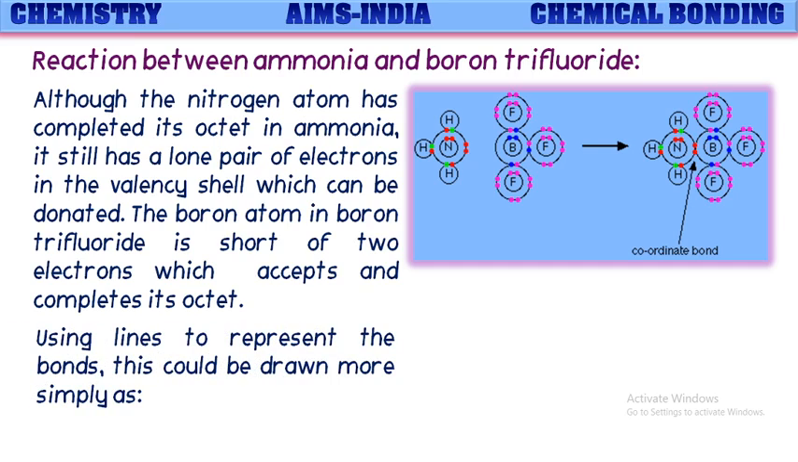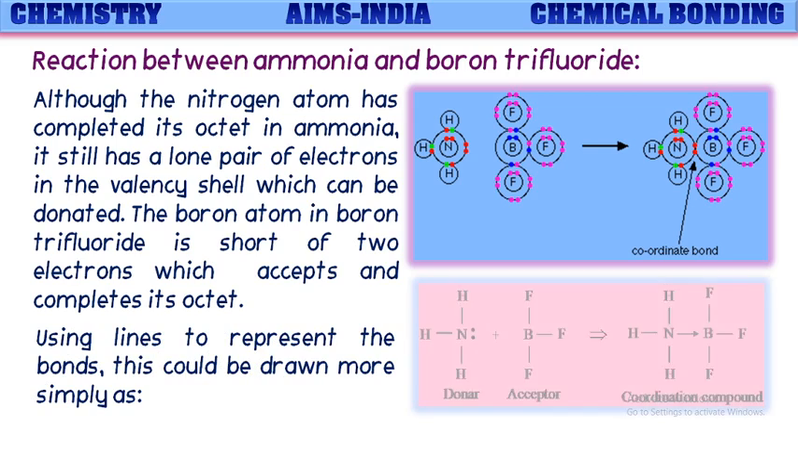Using lines to represent the bond in this molecule, it could be drawn simply like this. The ammonia molecule has a lone pair of electrons on the central atom nitrogen. The boron trifluoride molecule has a deficiency of two electrons on the central atom boron. When these two molecules combine, nitrogen contributes this pair of electrons to the coordinate covalent bond. In this way it can also be represented with lines.